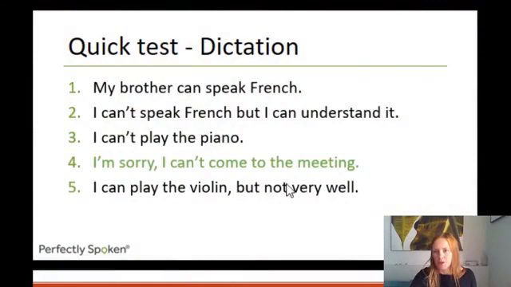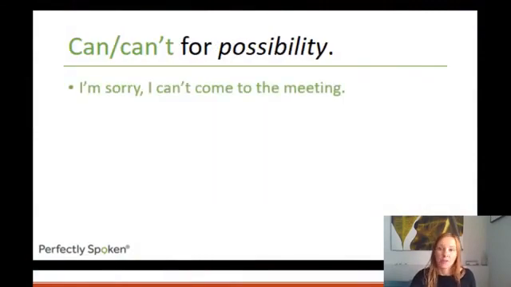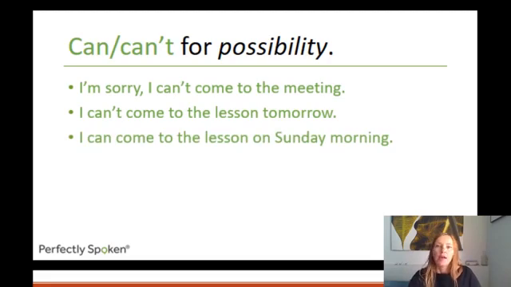Okay, so it's very, very useful. For example, let me show you here. So it's can, can't for possibility. For example, I'm sorry, I can't come to the meeting. Or I can't come to the lesson tomorrow. So this is can't used for a future possibility. Obviously, you can use it in affirmative. I can come to the meeting tomorrow. For example, I can come to the lesson on Sunday morning.